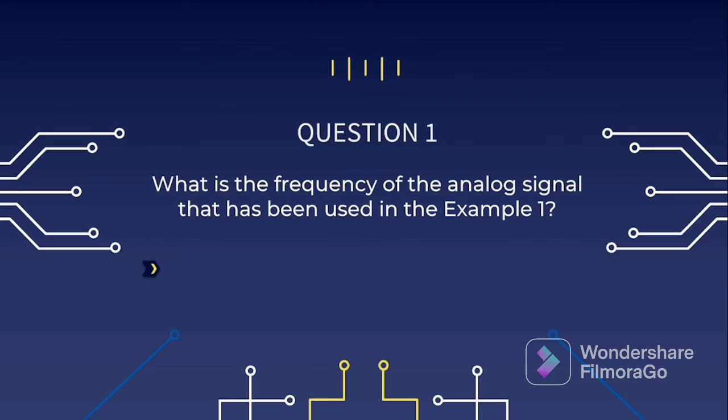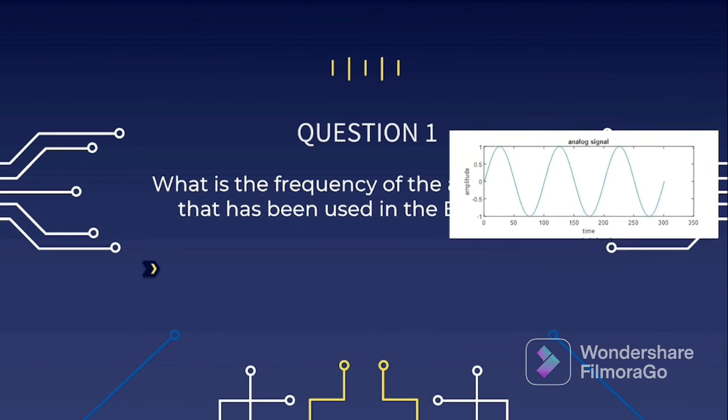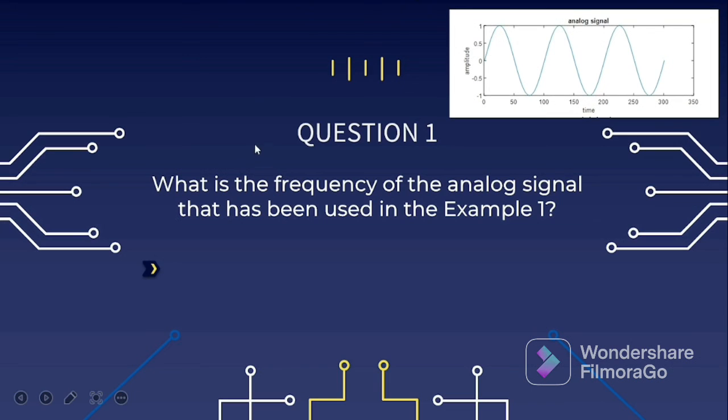Next, for question 1, what is the frequency of the analog signal that has been used in example 1? So here, the time period is 100 and the amplitude is 1. So we use the formula frequency equals 1 over time period, and we get 1 over 100. So it is 0.01 Hz.